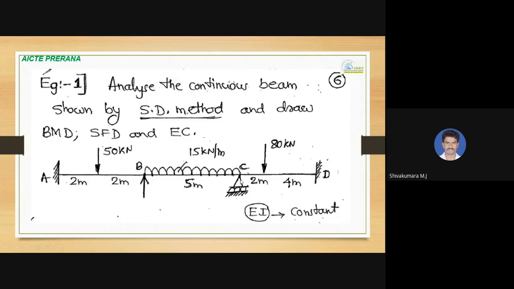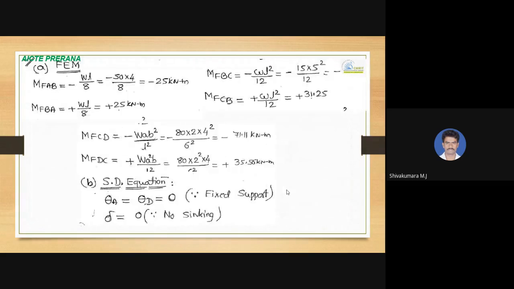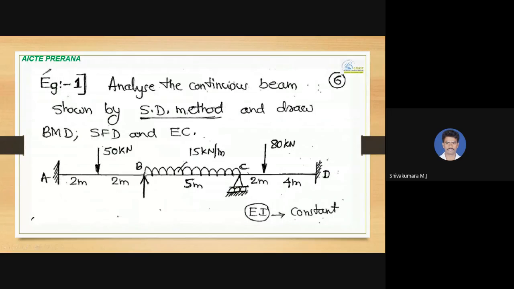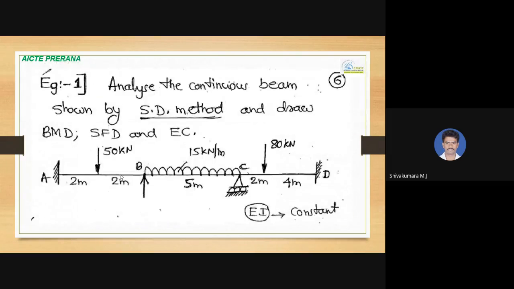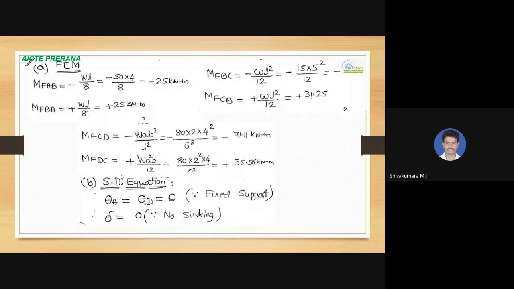If EI is different for different beams, you will have to consider that EI in the respective equations, the basic equation that you normally write. Now you come to the calculation of fixed end moments. If you take only the segment AB, the fixed end moments MFAB and MFBA are minus WL by 8 and plus WL by 8. The value of W is 50 and L is 4, as you can see on this beam. So it is minus 25 kilonewton meter and plus 25 kilonewton meter.